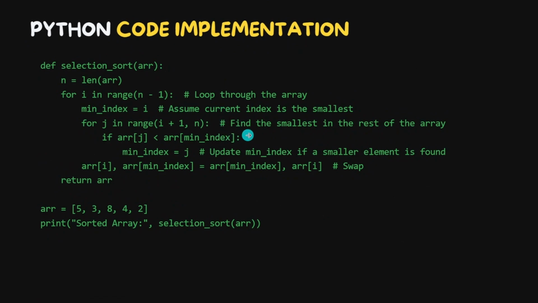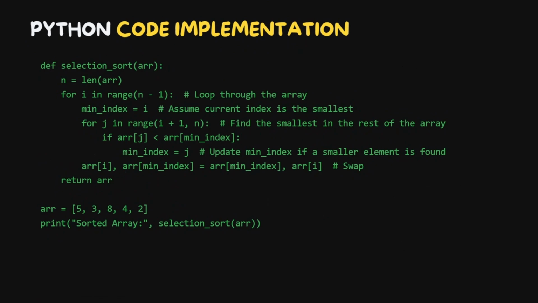In step 5, if array of j is less than array of minimum index, minimum index equals j. If we find a smaller element, we update the minimum index. In step 6, array of i and array of minimum index are swapped. In this, we swap the smallest element found with the first unsorted element. Finally, the function returns the sorted array.